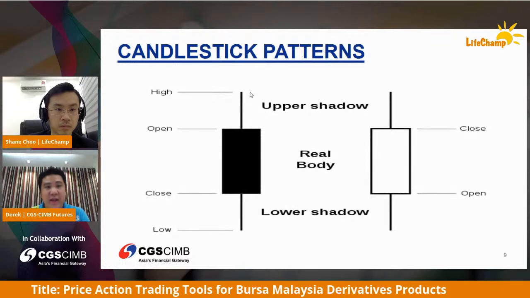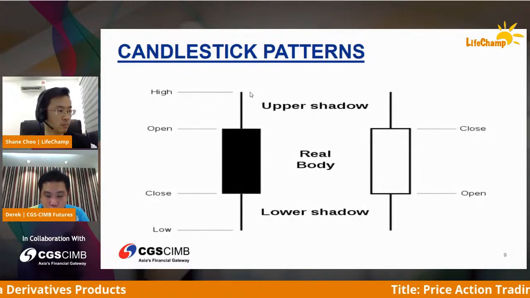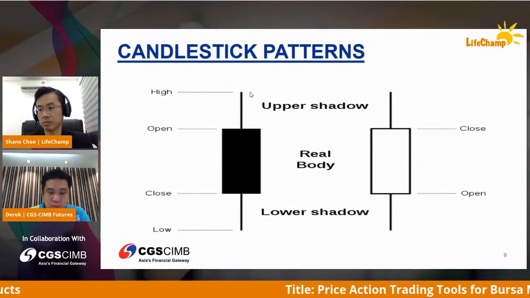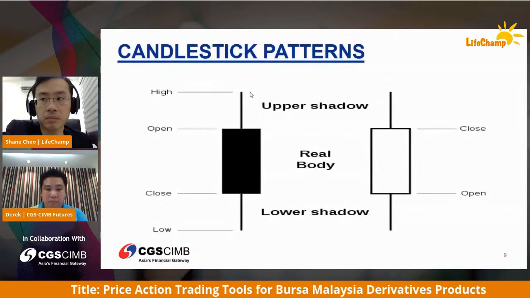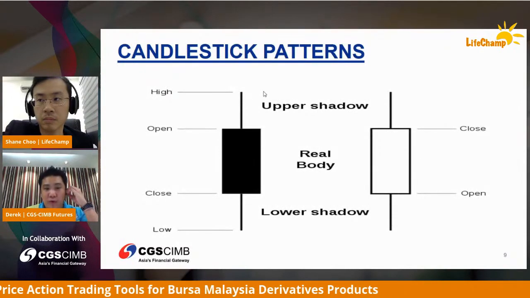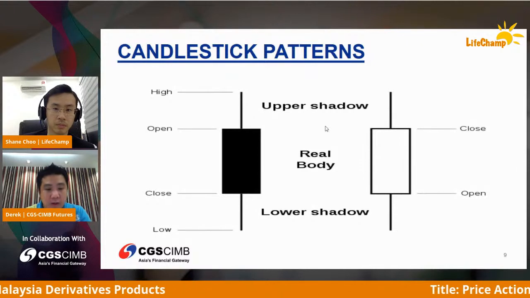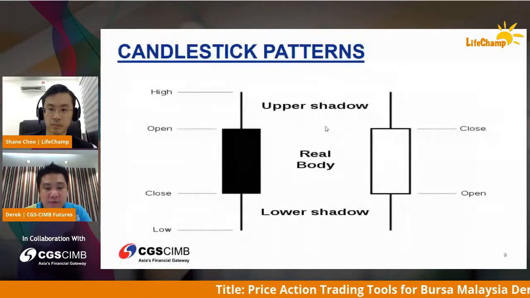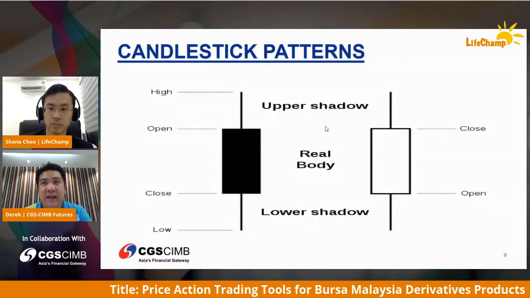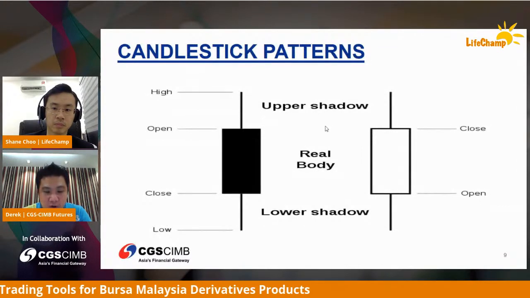The next one is the lower shadow. The lower shadow is the price distance between the close and the low for the period. Sometimes it's also called the lower wick. Okay, so right now we come back to the real body again. The real body displays the opening and closing price of whatever you are trading, stock or futures, that is being recorded.